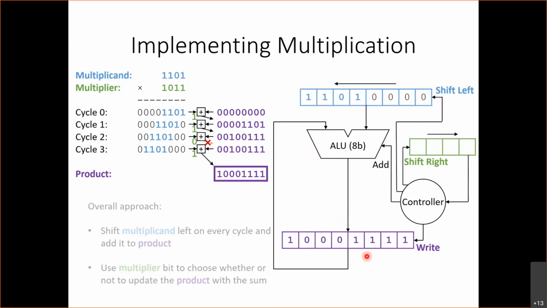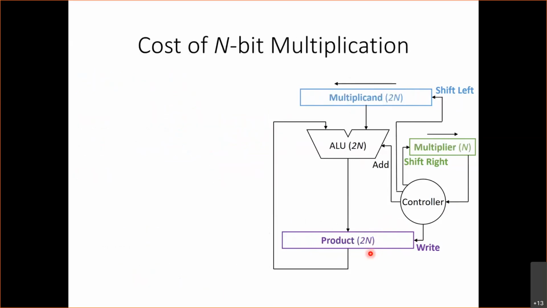Okay, great. All right, so let's see how much this hardware multiplier costs. In general, if we're doing an n-bit by n-bit multiplication with this approach, we need a product register that's 2n long. We need a multiplicand register that's also 2n. We're going to need a multiplier that's n bits long. And we're going to need an ALU that can add 2 numbers that are each 2n bits long. So what is the total cost?